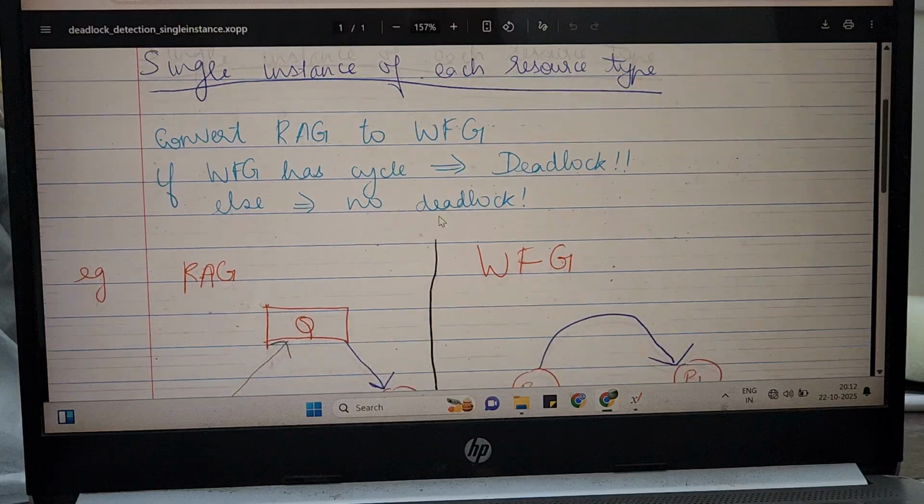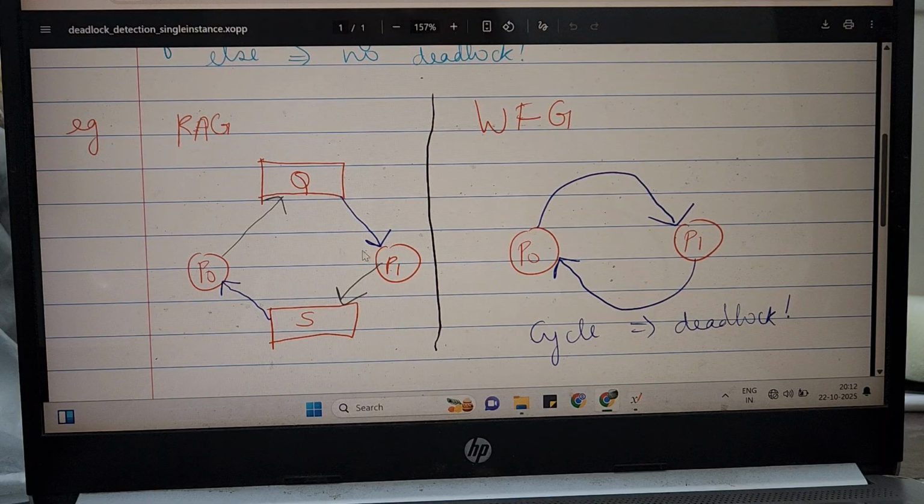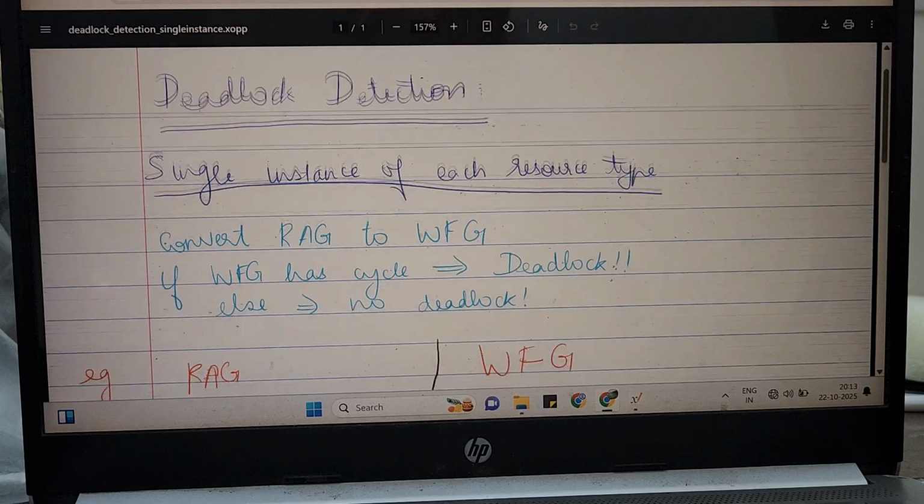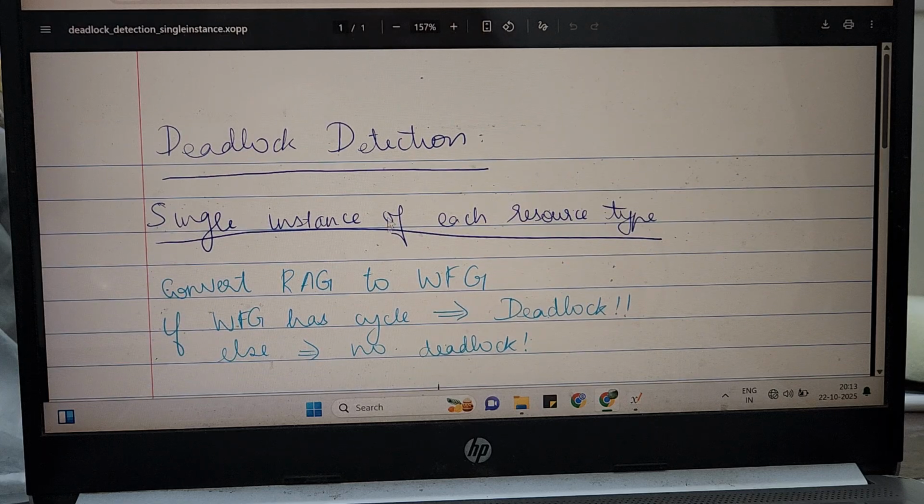But the thing is, this is a very simple toy example. You have only two processes and two resources. It's a very small RAG. Just by looking at the graph, you can spot a cycle. But in a computer, that's not going to be the case, right? We're going to have multiple processes, probably tens or hundreds of processes running at the same time, and hundreds of resources. The interdependencies and the connections in the graph are going to be very complex. So simply by looking at the graph, you might not be able to spot the presence of a cycle. In such cases, converting the RAG to the WFG makes things easier.